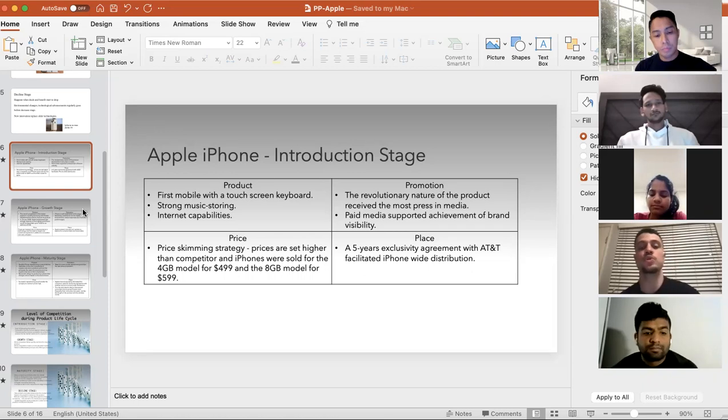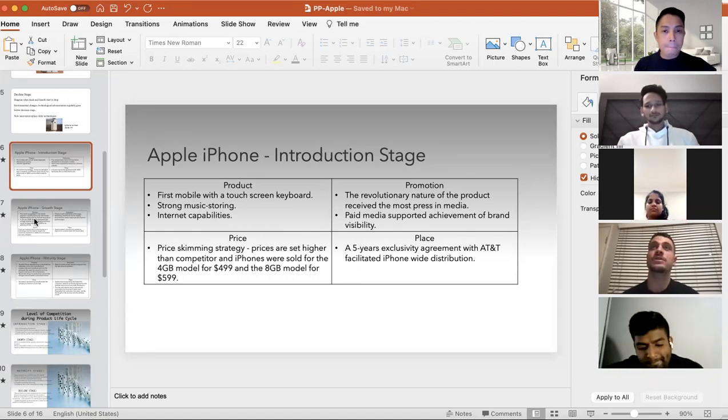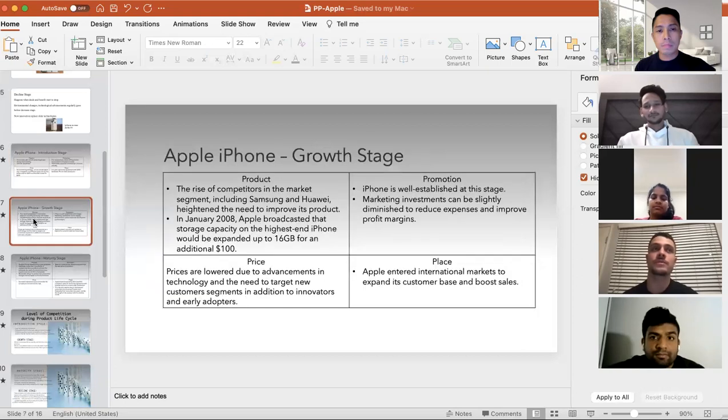To ensure the wide distribution of the product in the market, Steve Jobs ensured Apple signed a 5 years exclusivity agreement with AT&T. As a result, this enabled the company to gain competitive advantage on counterparts such as Nokia with the Nokia N95.